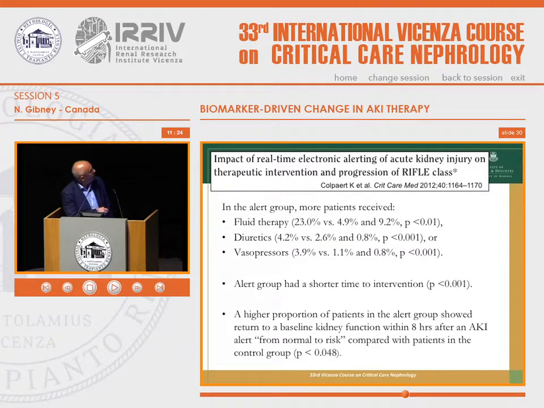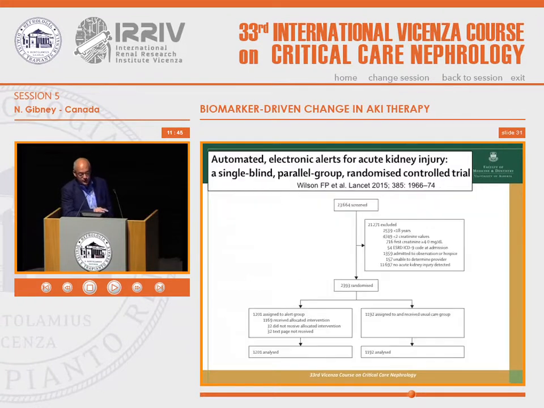Well, in the alert group, there was more fluid therapy given, more diuretics were given, more vasopressors were given, and the alert group had a shorter time to intervention from an event such as oliguria or elevation in creatinine. While the result wasn't significant, a higher proportion of the patients in the alert group had a return to baseline kidney function.